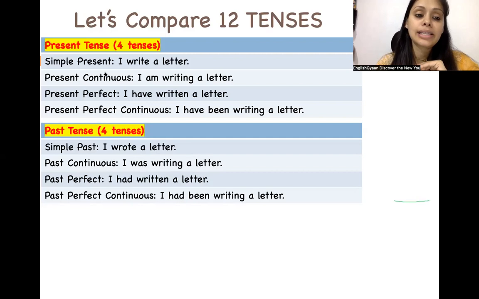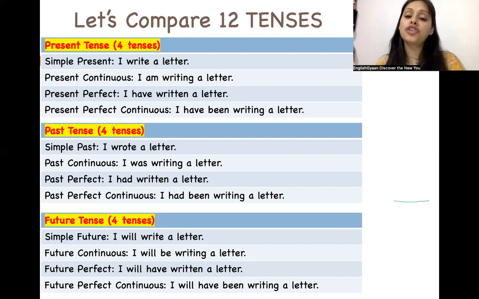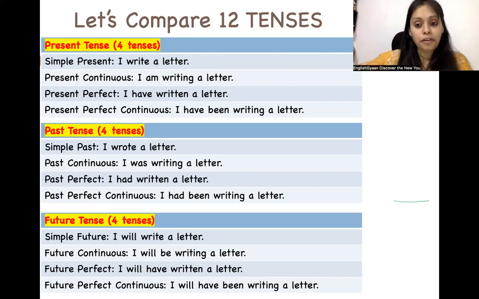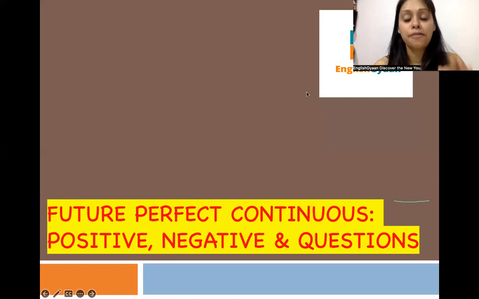And when we go to the 4 tenses in the future, first is simple future. I will write a letter. मैं खत लिखूंगी. Future continuous. I will be writing a letter. Future perfect. मेरा letter लिख के हो चुका होगा. I will have written a letter. And I will have been writing a letter. I'm going to start writing it in the future. It will go on for some months or a few months, and then it is going to come to an end. So this is all about the tenses that we have learned: present tense, past tense, future tense, all the 12 tenses in one frame. And today we learned specifically future perfect continuous tense.